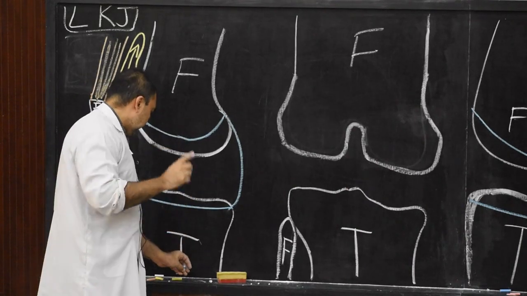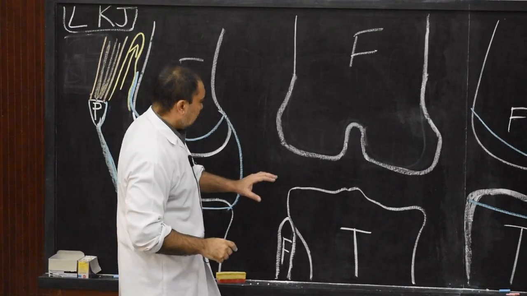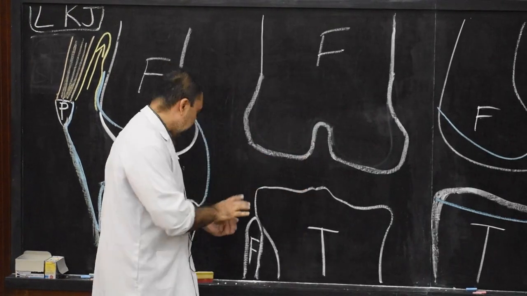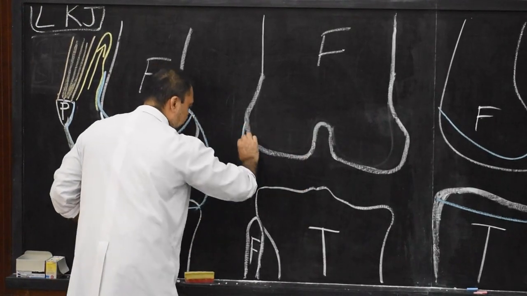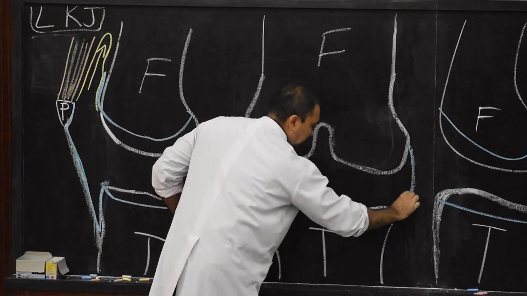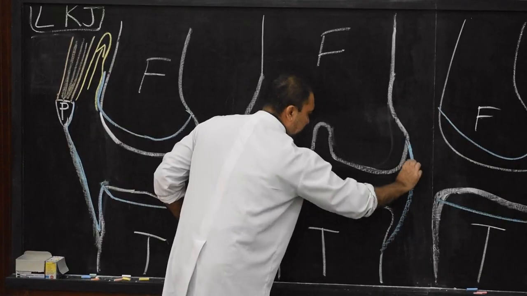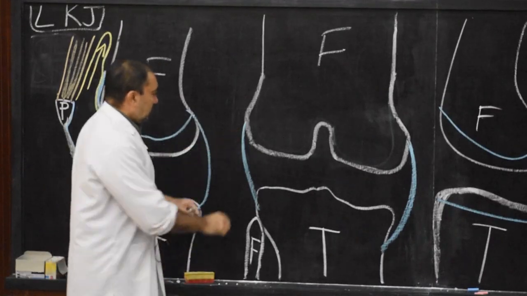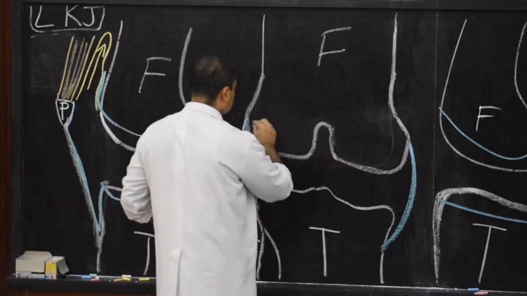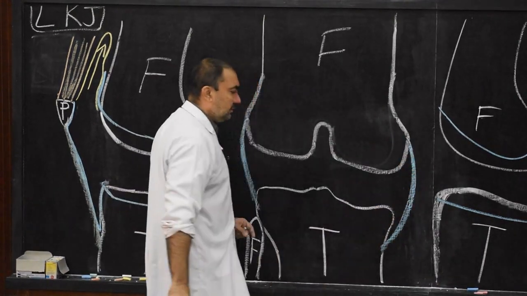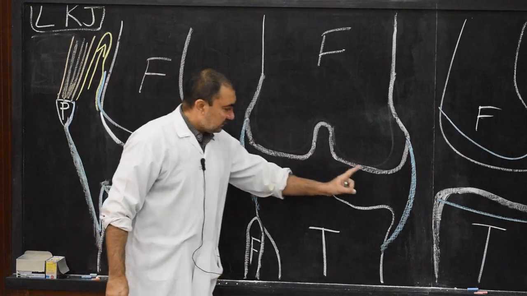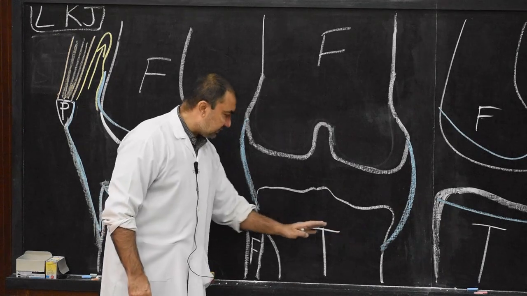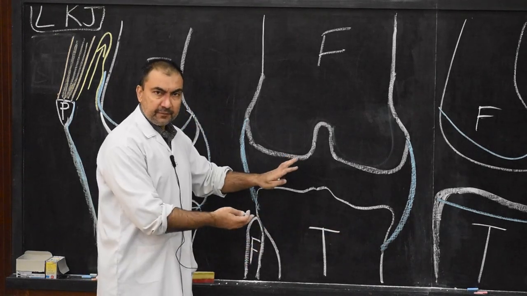Now here, if I want to show medially, supposing this is the coronal section, anteriorly, knee joint. And here, if I show the capsular attachment, I am going to show it like this. In coronal section, this is the capsular attachment. So medially, this is medial, this is lateral, because this is fibula, this is tibia. So medial is tibia, lateral is fibula, coronal section of knee joint, anteriorly.